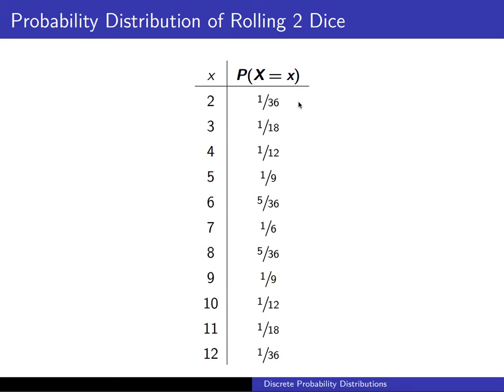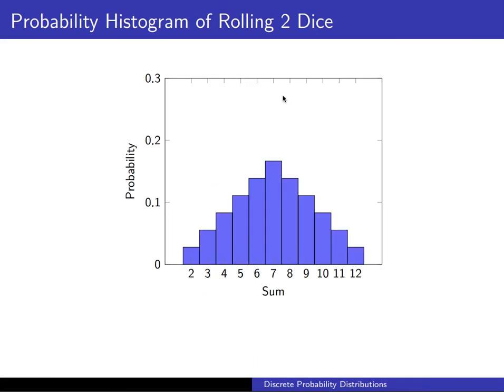And if we were to add up all these fractions in the second column, we would get 1. As far as a histogram goes, here's what our histogram looks like for rolling our 2 dice. So as you can see, 7 has the highest chance of happening. So if you're looking at what to look for when rolling 2 dice, you have the best chance of getting a 7 compared to everything else.